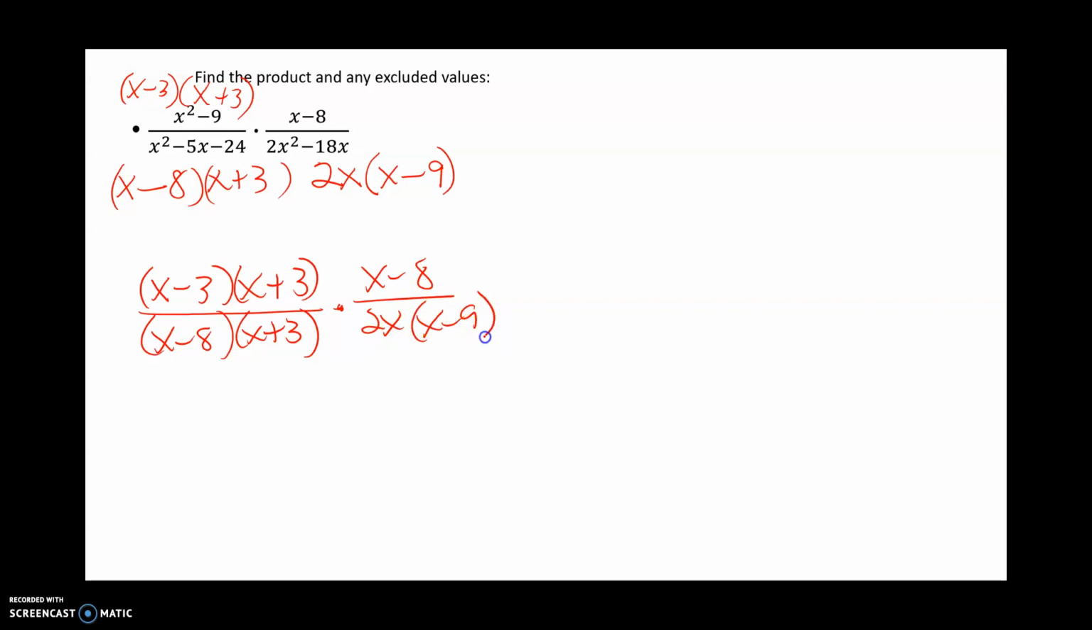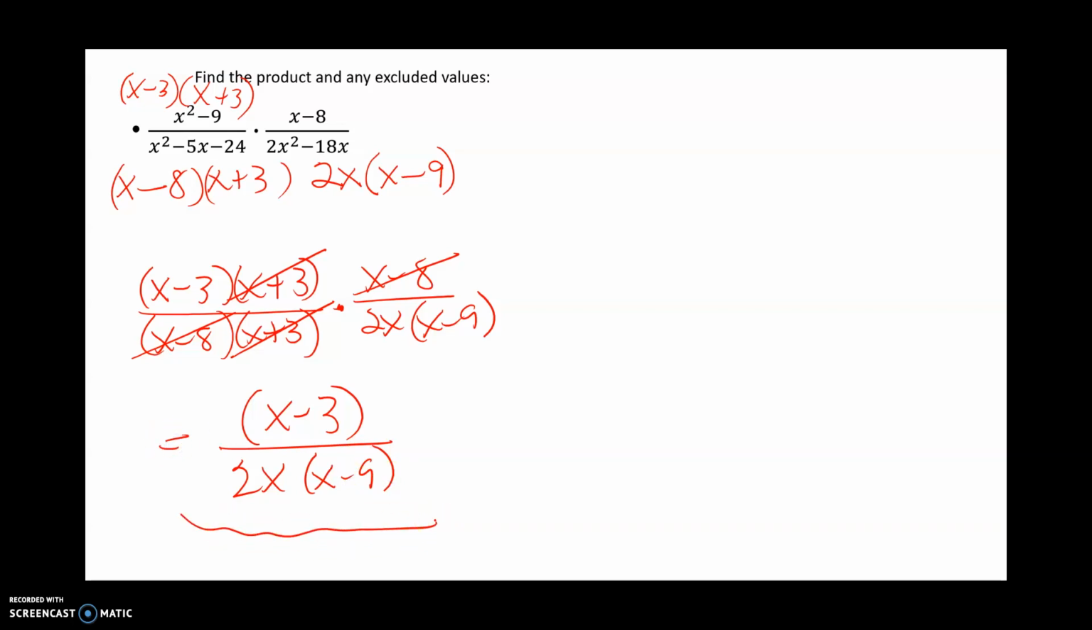All right, so here's where I say, what do I have that can be simplified? And when I say simplified, it has to be the same thing in the numerator and the denominator. So there's one, there's another one. So what's left is x minus 3 in the numerator, 2x, x minus 9 in the denominator. There's the result of my multiplication. But we need to go back to the original denominator before simplification to see what's excluded. So if I set that denominator equal to 0 and set each factor equal to 0, I find out that my excluded values are 8, negative 3, 0, and 9.